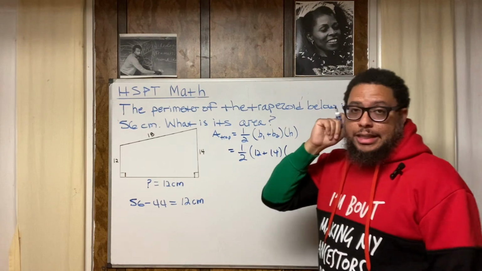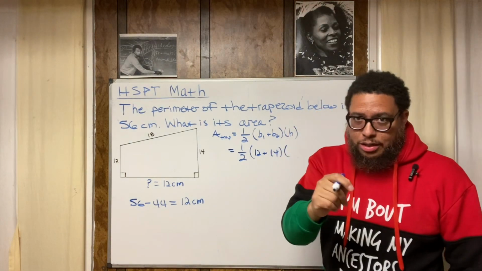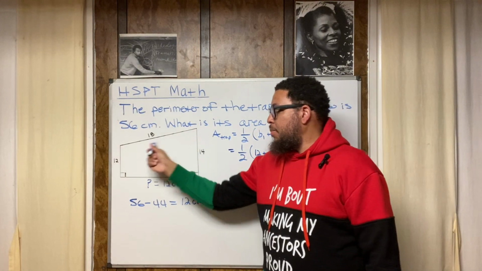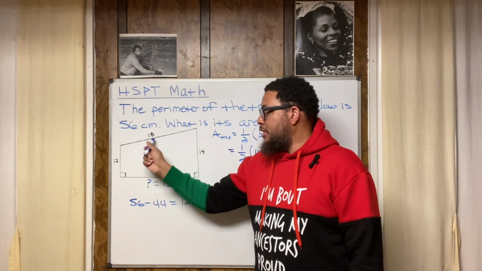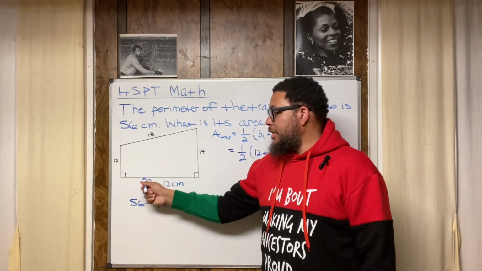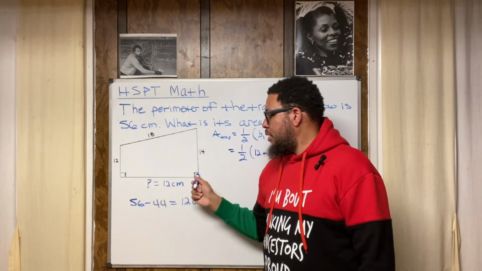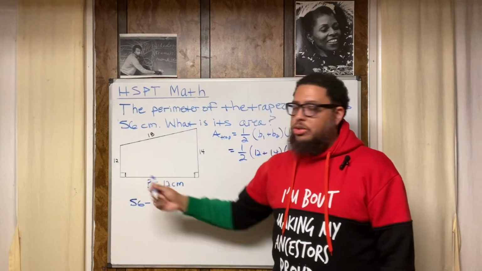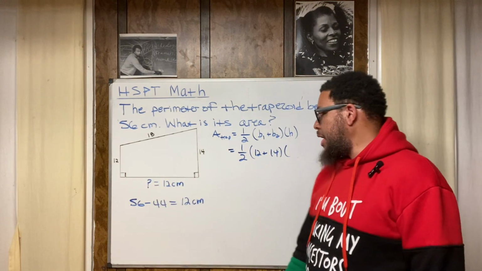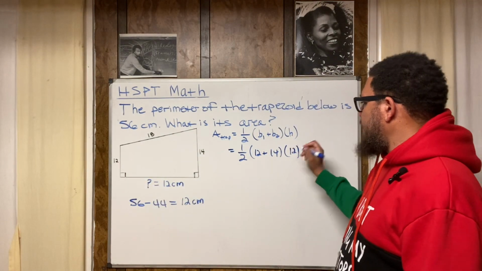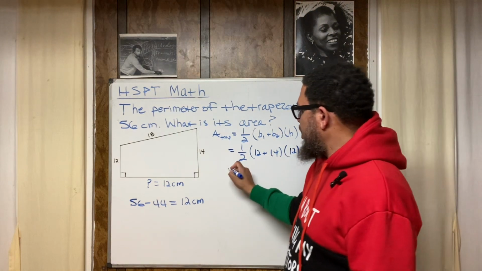The height is the side that's perpendicular to the parallel side. This isn't perpendicular to this. This isn't perpendicular to this. This is perpendicular to this because look at the symbols. You've got right angle symbols, so they have to be perpendicular. All right, so now we multiply that by 12. Now we're about to be done. Now we just do the work.